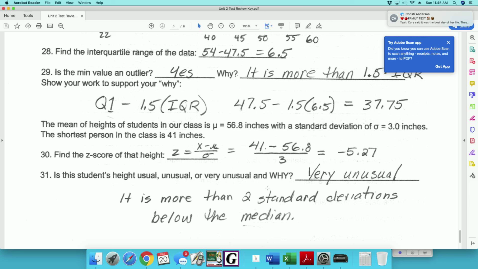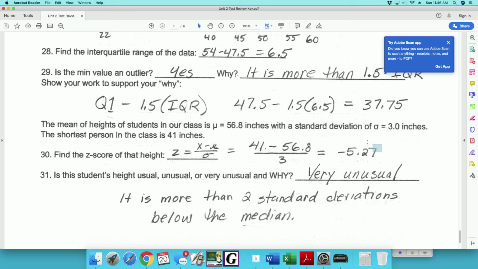Now let's look at the standard z-scores. All right, the mean height of students in our class is 56.8 inches, so that's mu. The standard deviation is 3 inches. The shortest person in the class is 41 inches. So we're going to find the z-score of 41 inches. So x minus mu, 41 minus 56.8, which is mu, divided by sigma, which is 3, is negative 5.27.